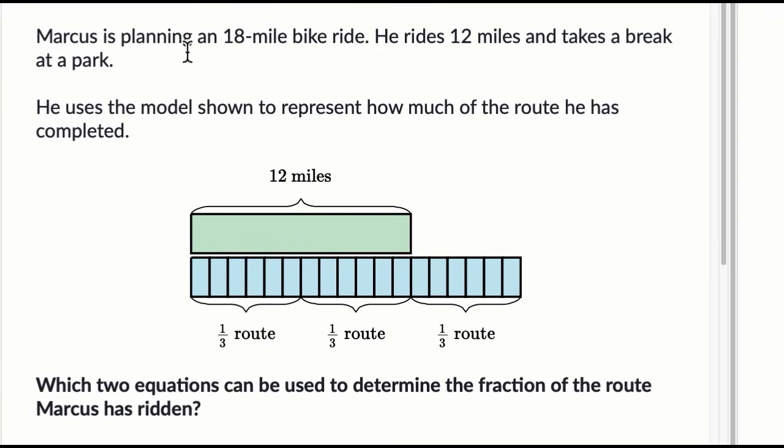Marcus is planning an 18-mile bike ride. He rides 12 miles and takes a break at a park. He uses the model shown to represent how much of the route he has completed.